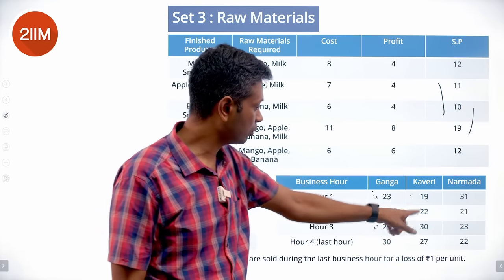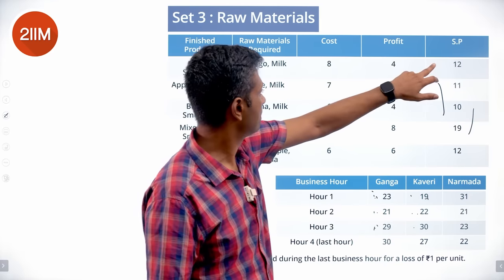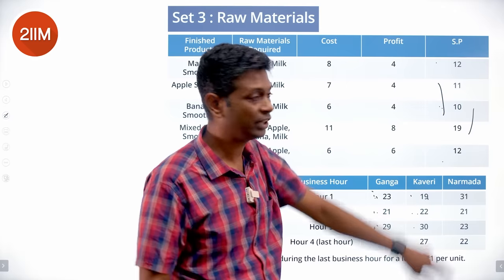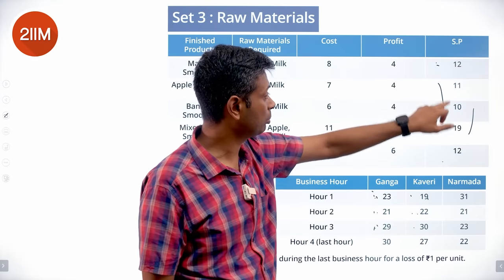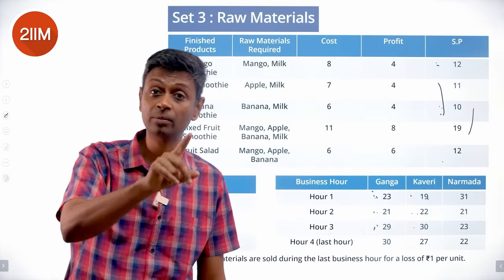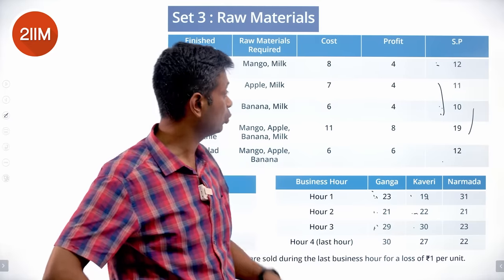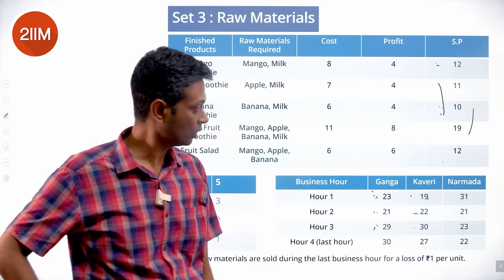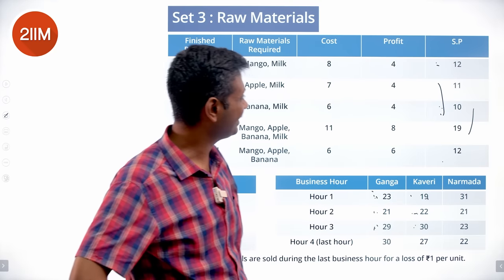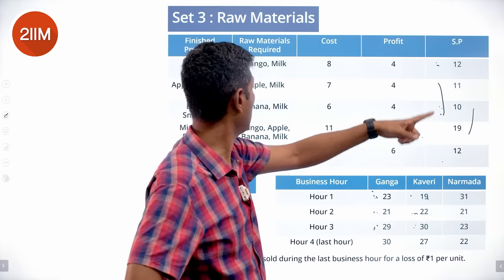So Kaveri in the first hour sold one mixed fruit smoothie. Kaveri in the second hour, this should be 12 plus 10. This plus this or this plus this. It couldn't have been 12 plus 10 like this because nobody except Ganga possibly makes mango smoothie. So in the second hour, it should have been fruit salad and banana smoothie. 30 should be 19 plus 11, mixed fruit smoothie and an apple smoothie.